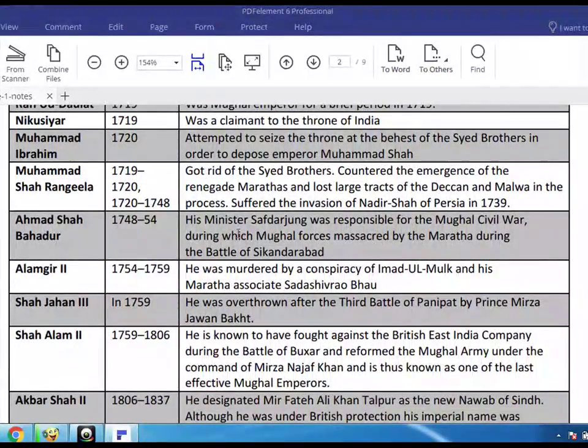His minister Safdar Jung was responsible for the Mughal civil war, during which Mughal forces were massacred by the Marathas during the Battle of Sikandarabad. Alamgir II, 1754-1759. He was murdered by a conspiracy of Ahmad ul Mulk and his Maratha associate Sadashivrao. Shah Jahan III, in 1759. He was overthrown after the Third Battle of Panipat by Prince Mirza Jawan Bakht.